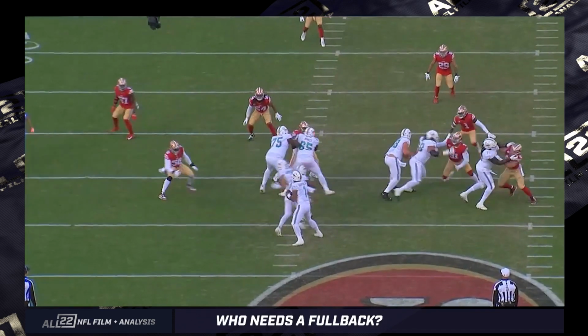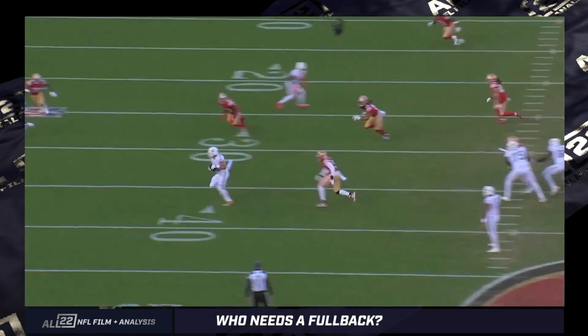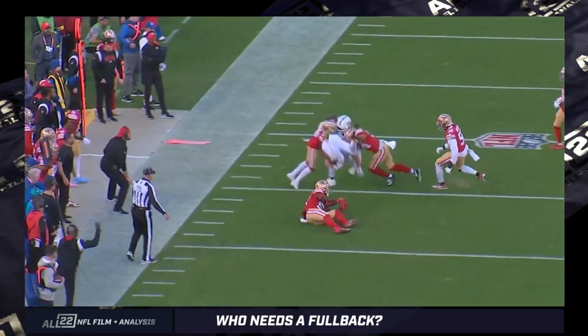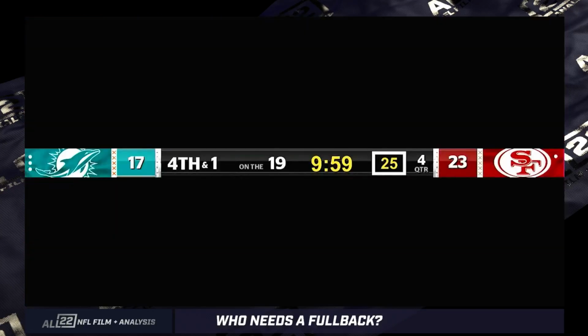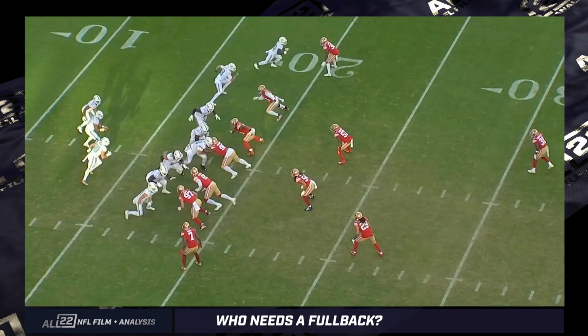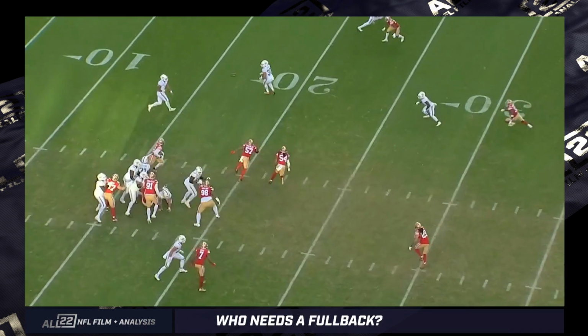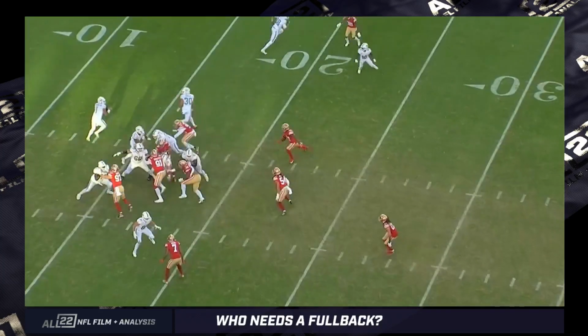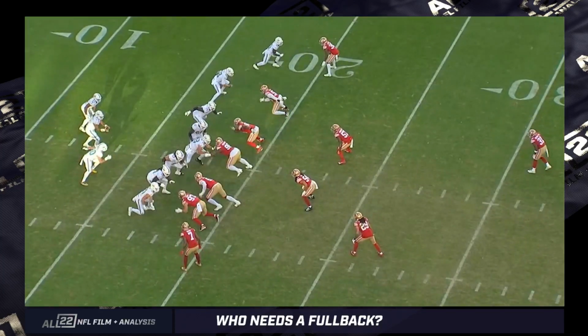The Dolphins run this same, very similar concept, I should say, on a 4th and 1 in this game against the 49ers from their own 19-yard line. That's why I included the down and distance scoreboard shot. Same concept as the one I just showed you, except it's out of 22 personnel. So now you've got a 4th and 1, and you've got 2 tight ends on the field. One of them lined up to the right. And then I think that's Gesicki lined up to the left as a slot receiver.